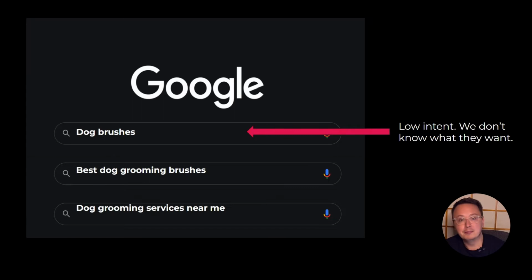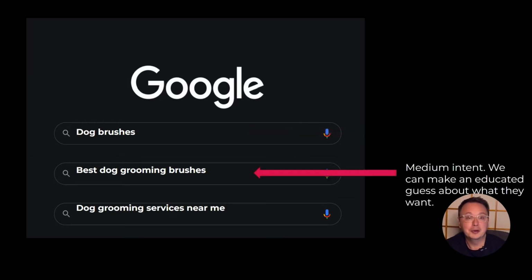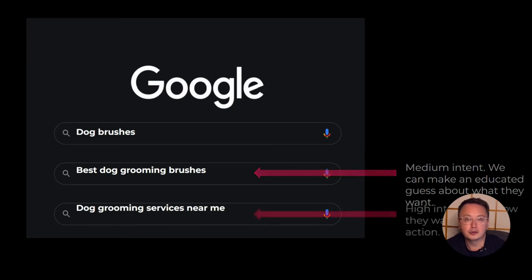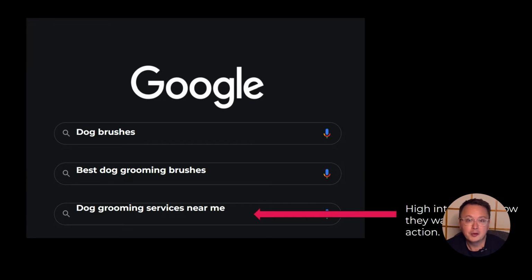When someone types in best dog grooming brushes, we know a little bit more about what they're looking for. They probably want a ranking of the different brushes on the market with some advice on which one to buy. Now, if someone types in dog grooming services or dog grooming services near me, we know a lot more about what they're looking for.